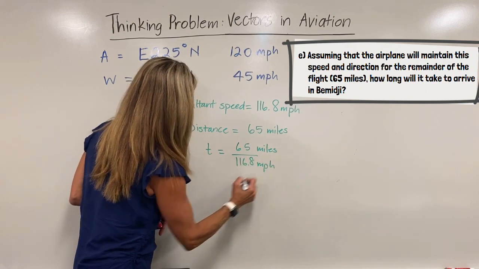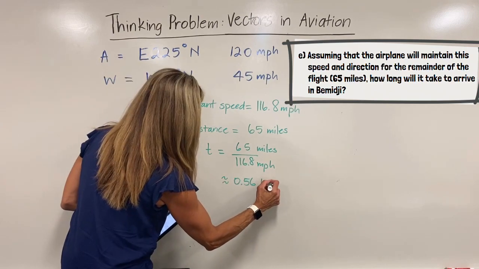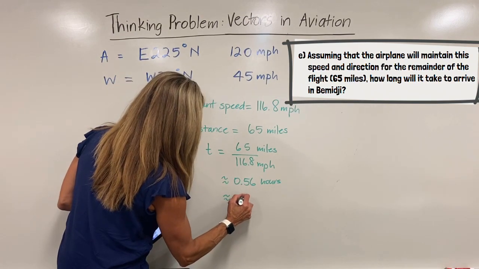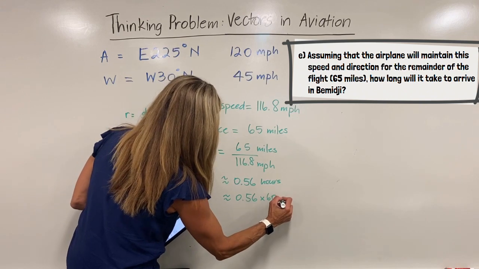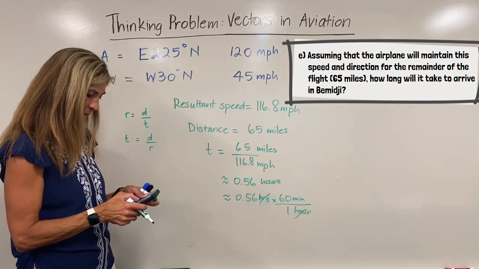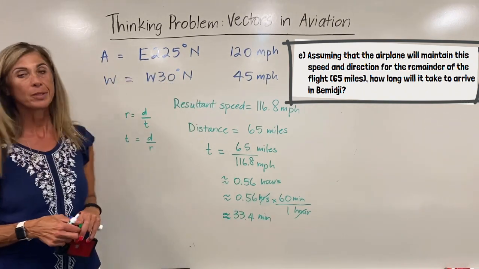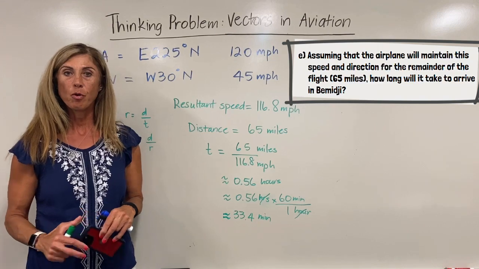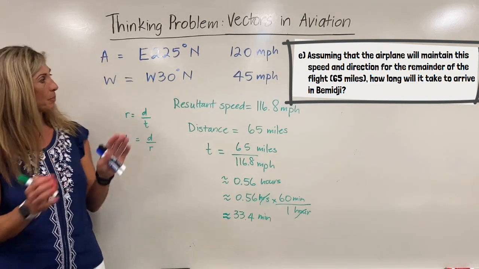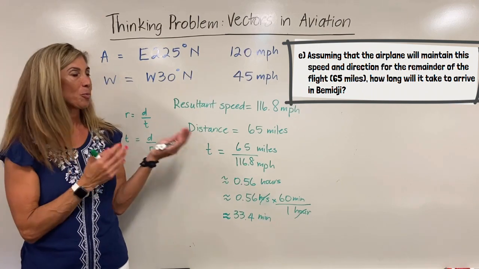116.8 miles per hour, which gives us 0.56 hours, and we can change this to minutes by multiplying by 60. So let's do some unit conversion. And that gives us 33.4 minutes. So roughly it will take us another 33.4 minutes after the wind has played a factor on the plane to get to Bemidji. I hope this has helped.